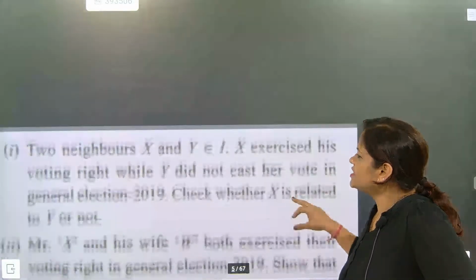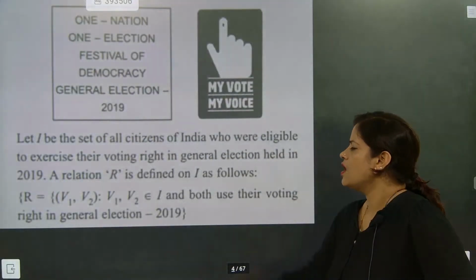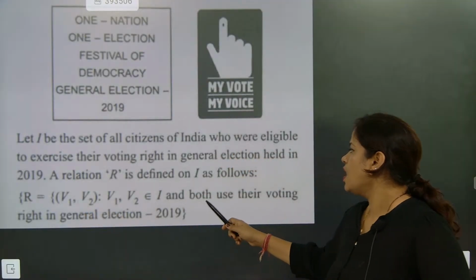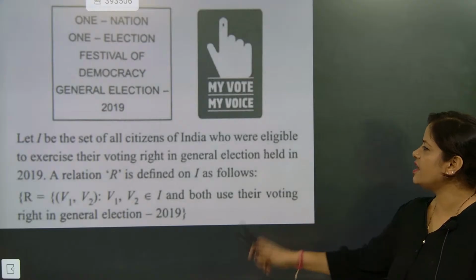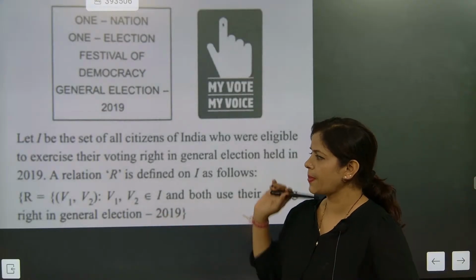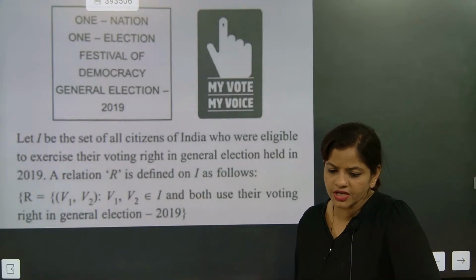So now, what exactly is the question given here? We'll go for it. Come on, check this one out. V1, V2. Understood? The relation is (V1, V2), and both use their voting rights in the general election. Come on, check this one out. V1, V2 are the voters and they are using their rights. Got it? So this is the most important. This is the condition given to it.